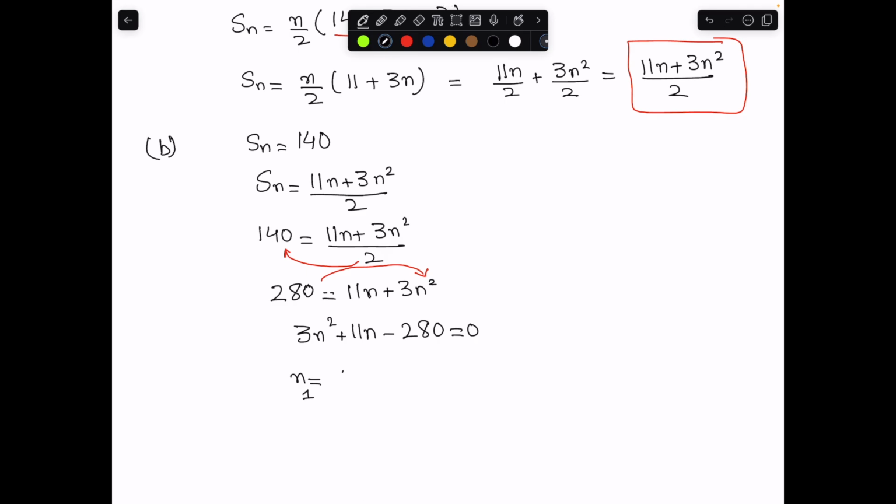So n1 will be 8 and n2 will be equal to negative 11.66. First of all, this is not possible. Neither can n be negative nor can it be in decimal form. So this is not possible. So the only n that is possible is 8. So n equals 8, which means that S of 8 equals 140, which means the sum of the first 8 terms is equal to 140 for this sequence.